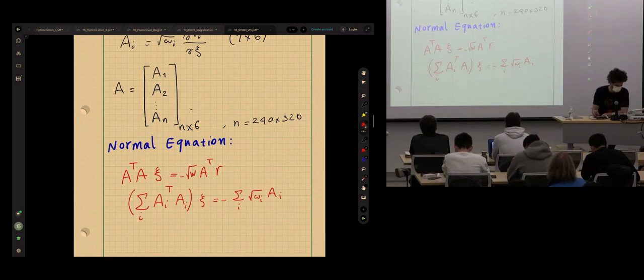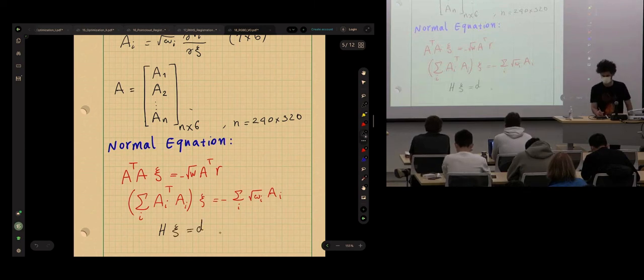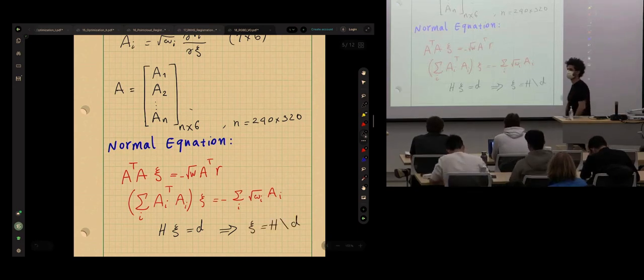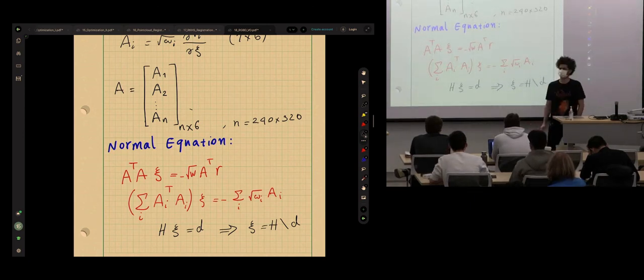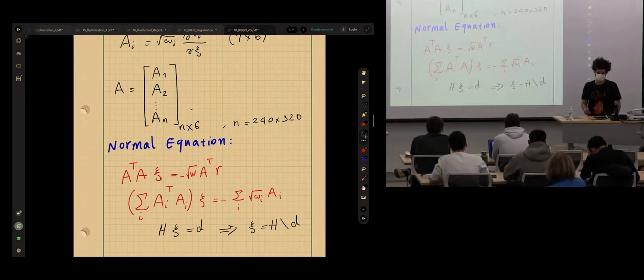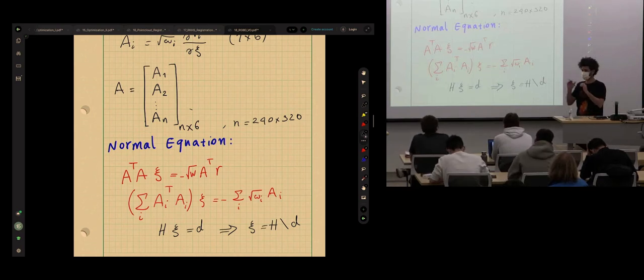And then you can define this to be H equals D. So we only solve a 6 by 6 system of linear equations. So it's very fast. This part does not take a long time at all. That's good news. That's how you can make this work with low resolution images. You can make this real time.